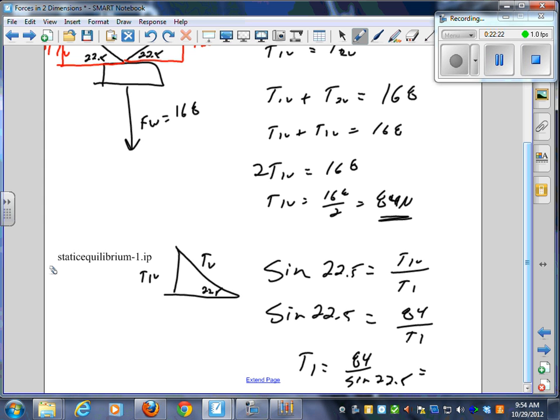I'm looking for a calculator here. 84 divided by the sine of 22.5. 219.5. Very true. So I can squeeze that in. 219.5 newtons. Okay. One could argue that there's actually two equilibriums here, right? T1 and T2, but they are of equal value, so you could probably say that there's two equilibriums.